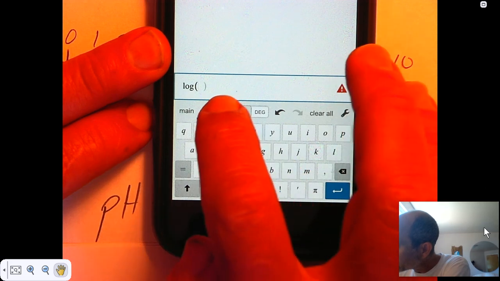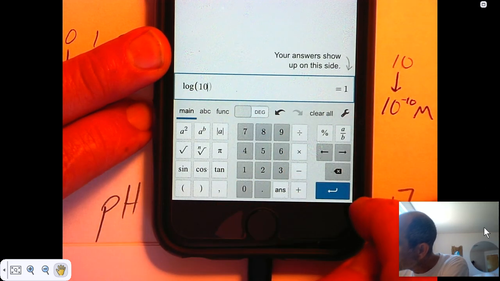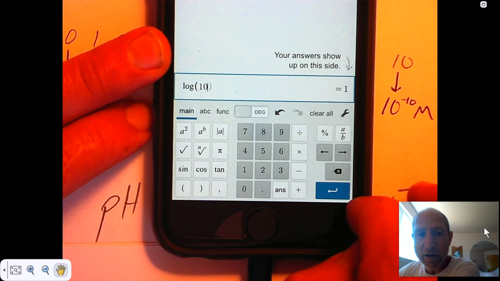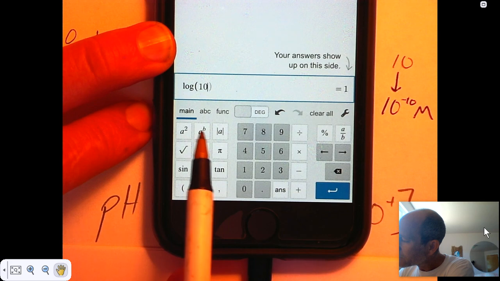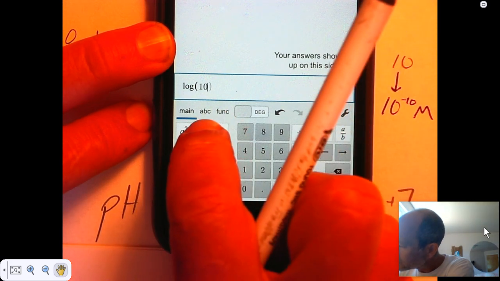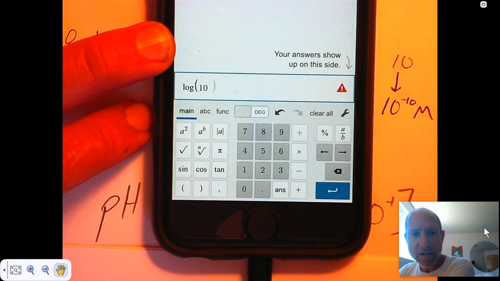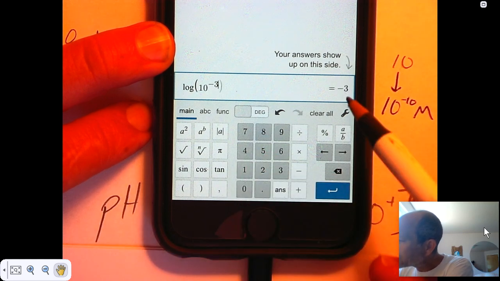So we want the log of 10 to the negative third power. To get to the negative third power, I'm going to push this button right here. Dink. So that puts it up in the exponent position, 10 to the, and I'm just going to hit the minus sign, 3. And it shows up with the answer as negative 3 because I messed up actually.